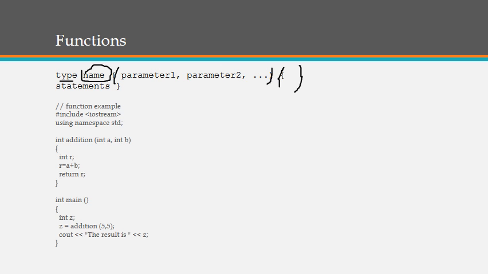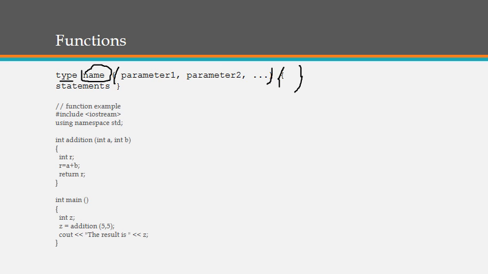Type is just the type of the value returned by the function. For example, if it is an integer that is going to be returned, the type of that function has to be int. If it is a string, the type of that function has to be a string. The name is the identifier by which the function can be called. The parameters are what are needed. Parameters consist of a type followed by the identifier, which will be seen in the example below.